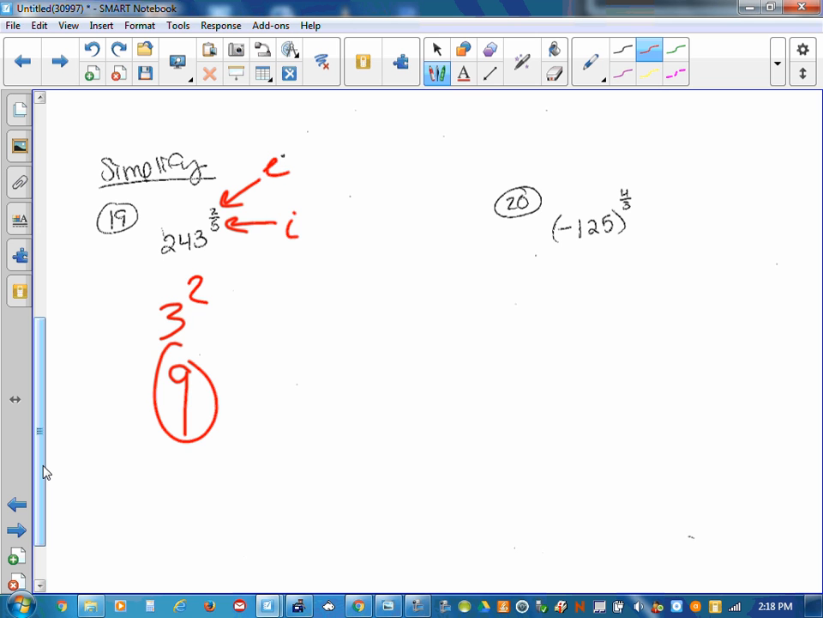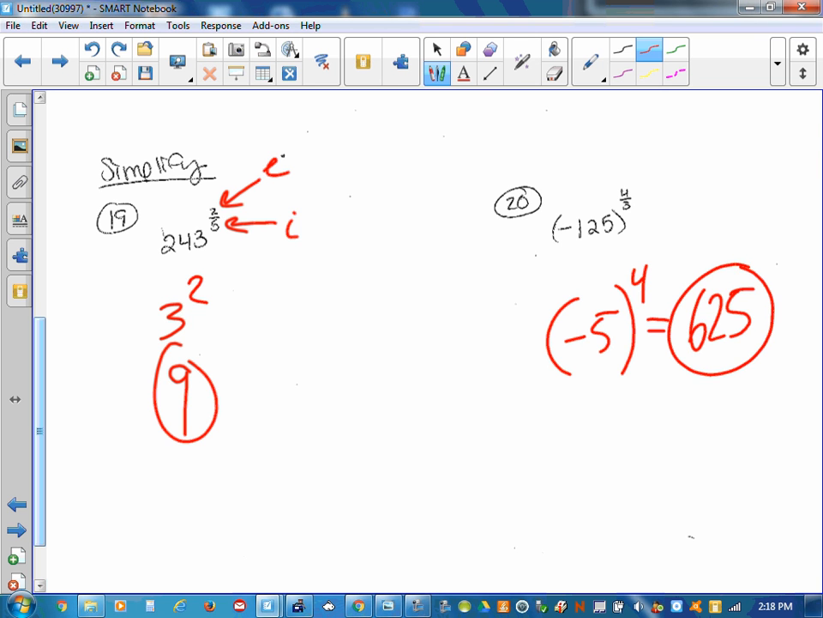Same thing here. I'm going to take the cube root of negative 125, so it's negative 5, and then I raise it to the fourth power. So negative 5 multiplied together 4 times would be a positive number, 625.